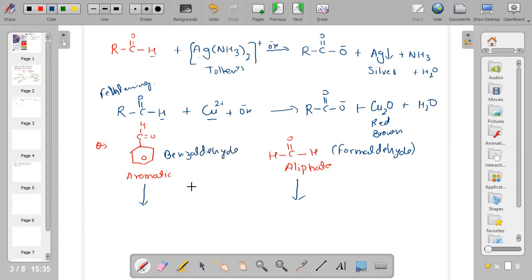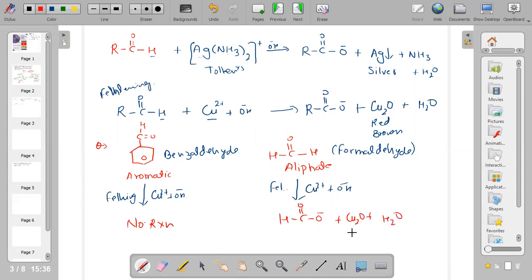In both solutions you add the Fehling test. You write Fehling here, and also write the reagent, Cu2+ and OH negative. Now convert it as I told you. Benzaldehyde gives no reaction, because it is aromatic. And formaldehyde will change into HCOO-, plus Cu2O plus H2O. Write here: red brown precipitate.